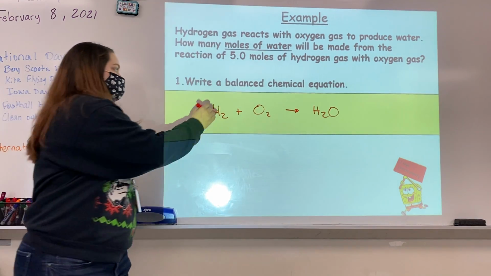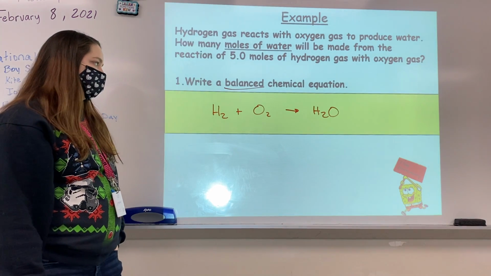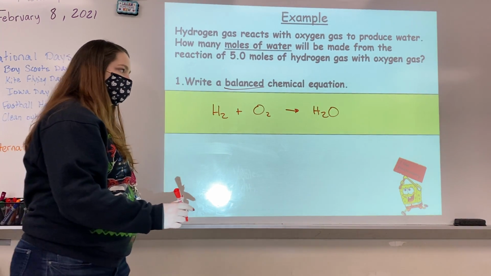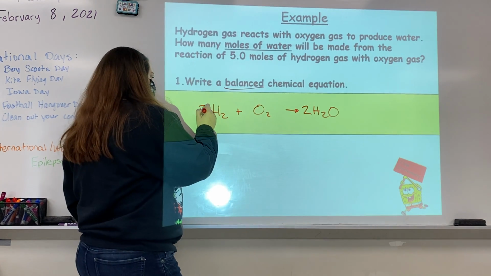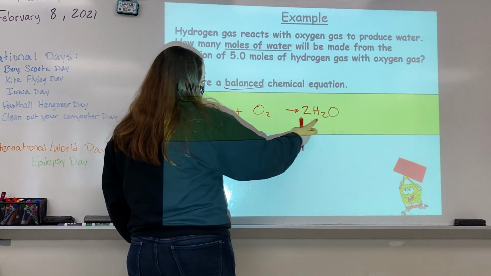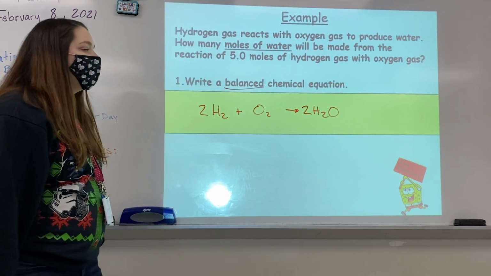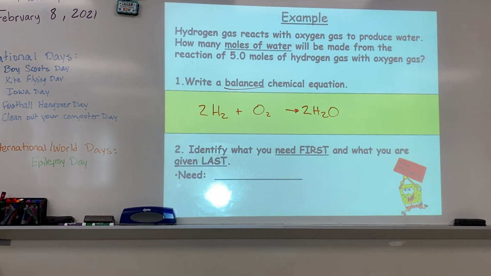Now I need to balance it. So how would I balance that? You start by putting a 2 on the other side of the H2. Okay. Yeah. And you put 2 on the H2. So then 2 times 2 is 4 hydrogen, 2 oxygen, 2 oxygen. Very good.